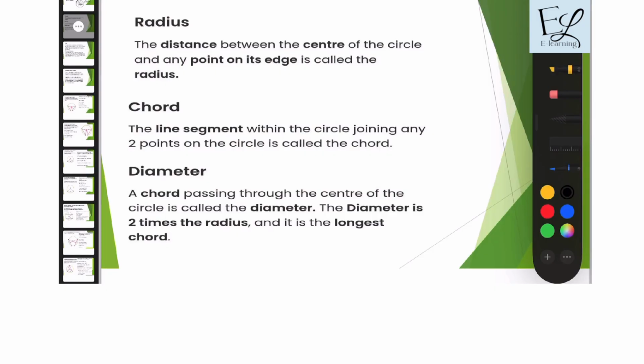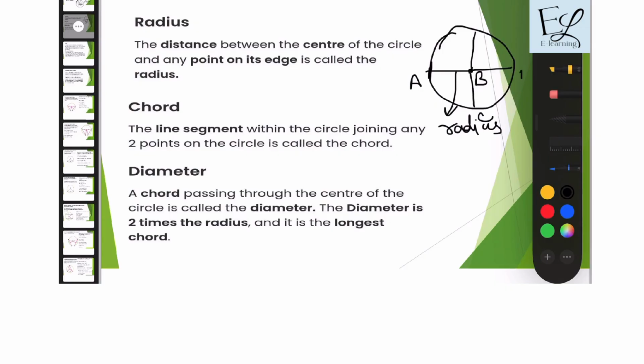Radius: the distance between the center of the circle and any point on its edge is called the radius. This is the circle, this is the center, and from the center, if you draw any line to the edge of the circle, this part, which I'm naming AB, will be the radius. There are so many radii on the circle like this. I'm naming them: BE, BD, AB and BC, these are radii.